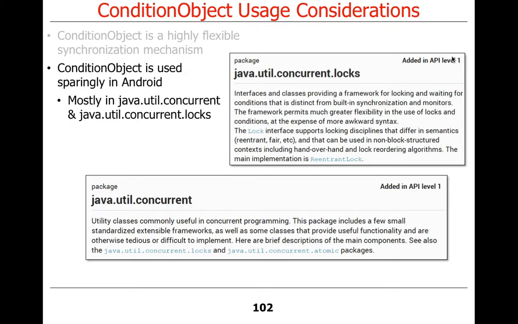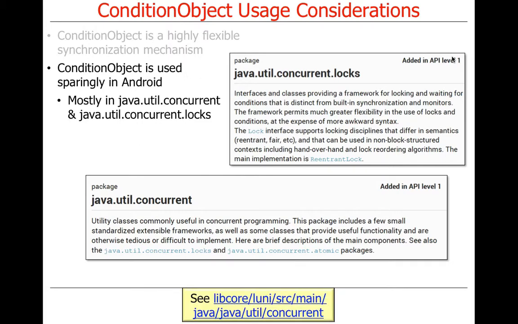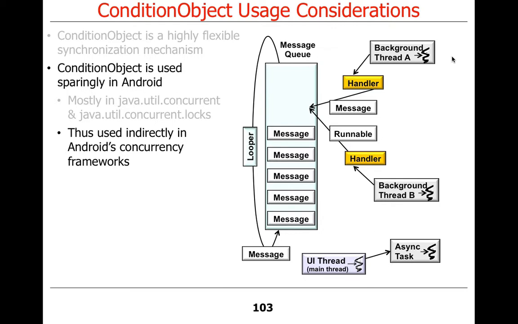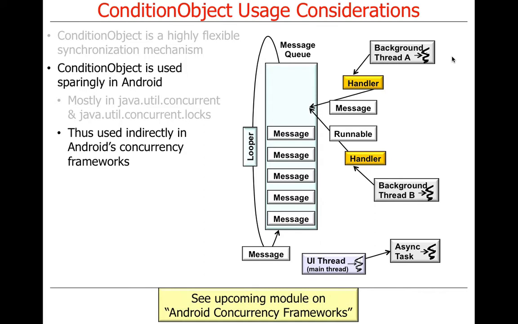Condition object is used relatively sparingly in Android, and I should say, in higher level things, right? Android being an example of a higher level thing. Where it is used in Android is lurking in java.util.concurrent and java.util.concurrent.locks. There are examples in there. In fact, we'll look at that in a second. And of course, it's used indirectly in Android's concurrency frameworks, which we're going to cover later in the course once you get done with the Java stuff.